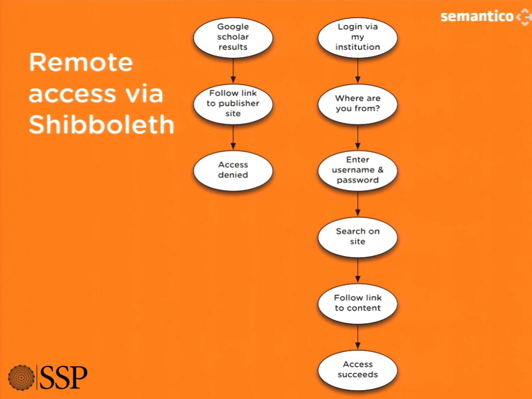So let's just look at where we might be. I'm on a set of Google search results. I'm doing some research, maybe for a paper I'm writing, and I follow that link through from the search results. Under an ideal scenario, I get access straight away. But the fact is that under many scenarios, it's access denied. And then I have to think, well, what do I do next?